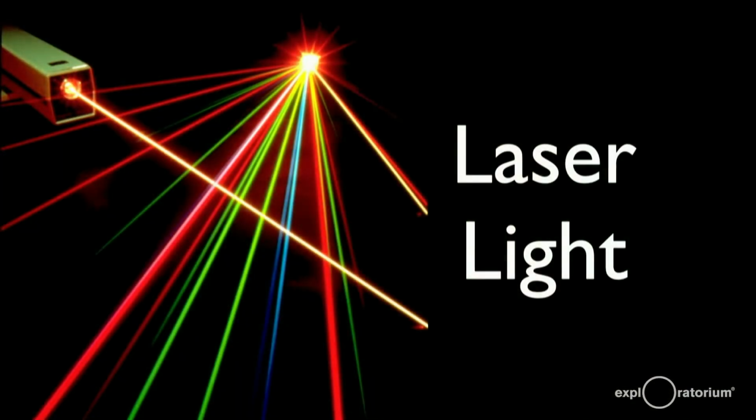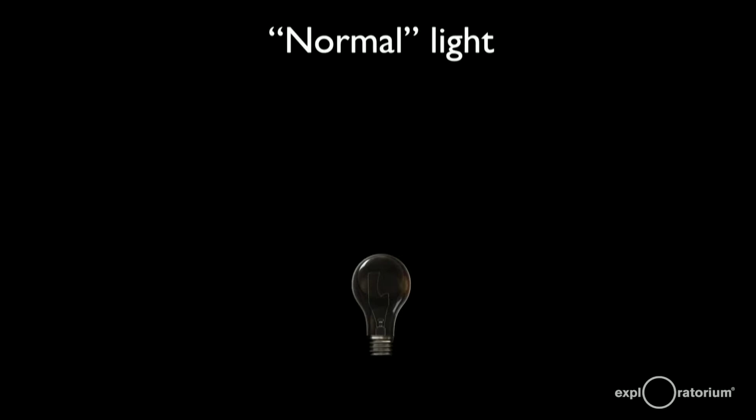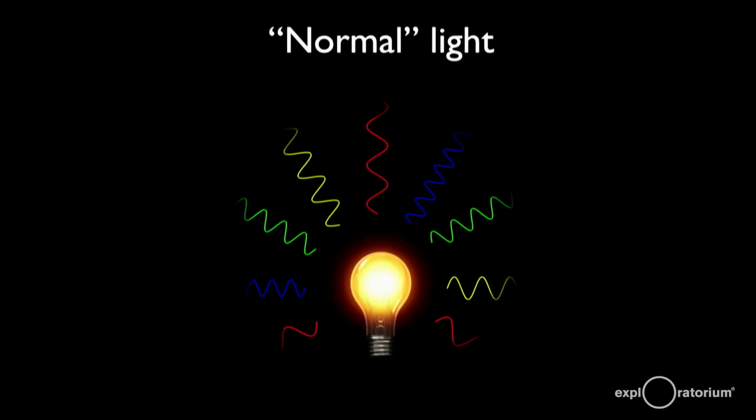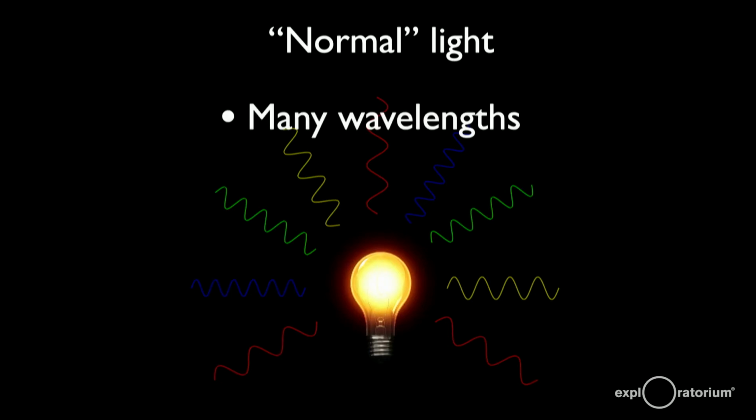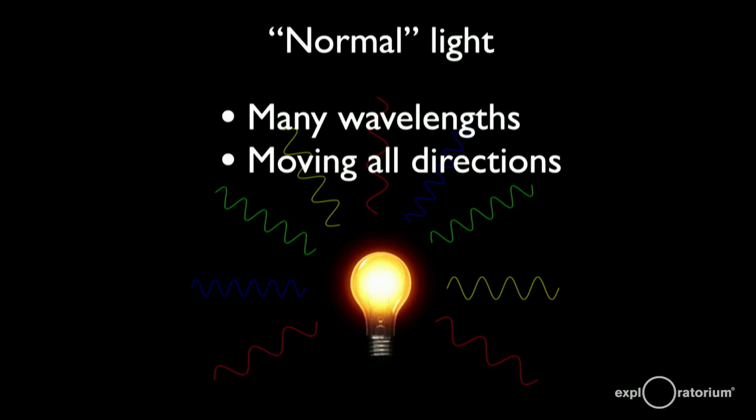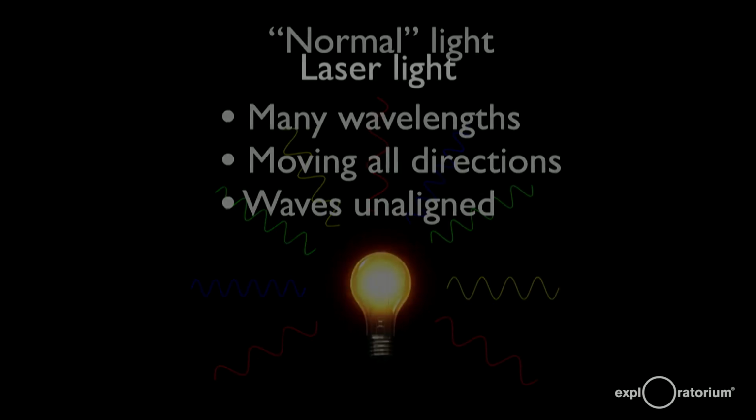Let's talk about laser light because it's very different from normal light. If you look at it, say, from a light bulb and you turn on that light bulb, it lights up and light waves go out from it in all directions. And what can we say about that light? Well, we can say a few things. First, it's made of many, many colors or wavelengths. Light is moving in all directions, and none of the waves are aligned with any of the other waves. It's called incoherent light.